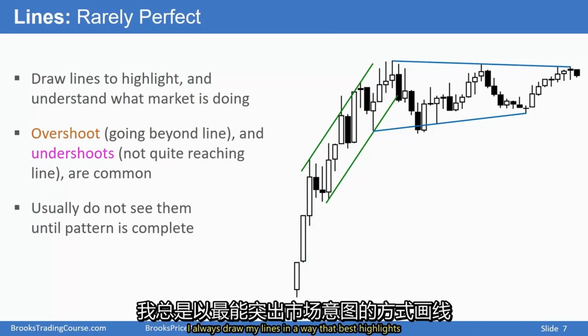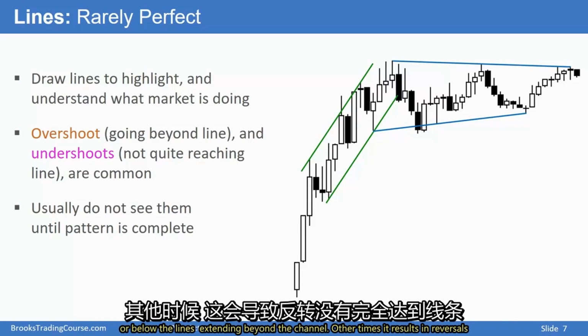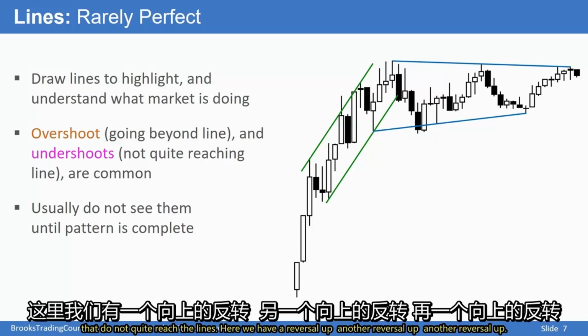I always draw my lines in a way that best highlights what the market is trying to do. Sometimes that results in bars being above or below the lines, extending beyond the channel. Other times it results in reversals that do not quite reach the lines.